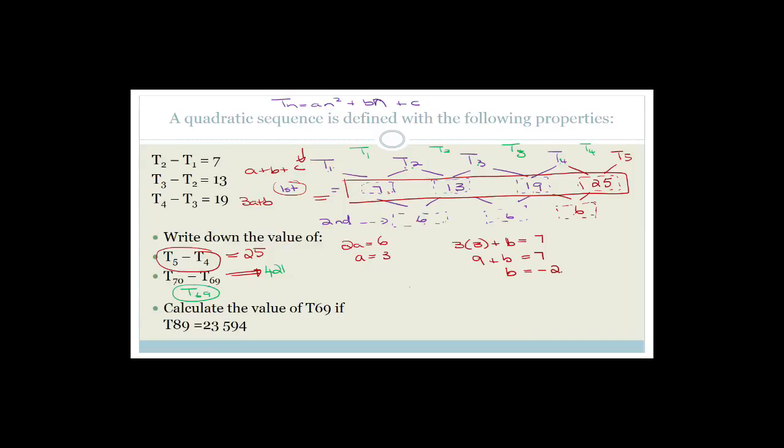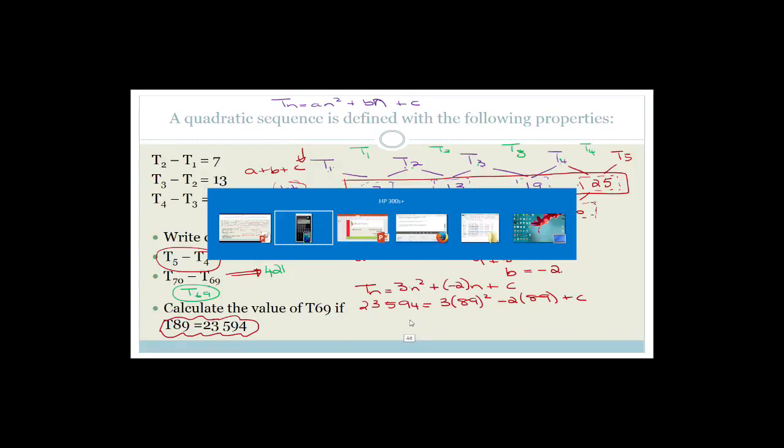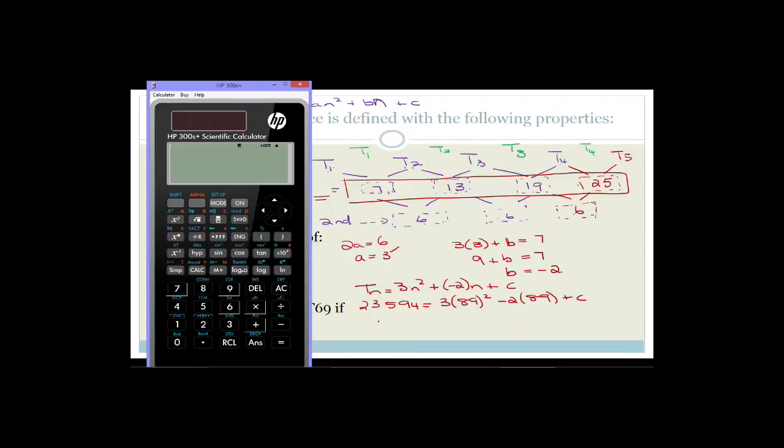Okay. A, we said, well, 2a equals 6, therefore a equals 3. Cha-ching. b was 3 times 3 plus b equals 7, therefore b equals minus 2. So we know that Tn is equal to 3n squared minus 2n plus c, and that's the general formula, but we still need c. But we know that T89 is equal to this huge number over here, 23,594. So we can substitute in: 23,594 equals 3 times 89 squared minus 2 times 89 plus c. And we can solve for c. So let us do that on our calculators.